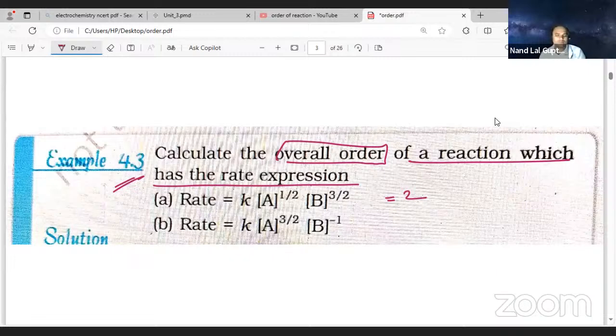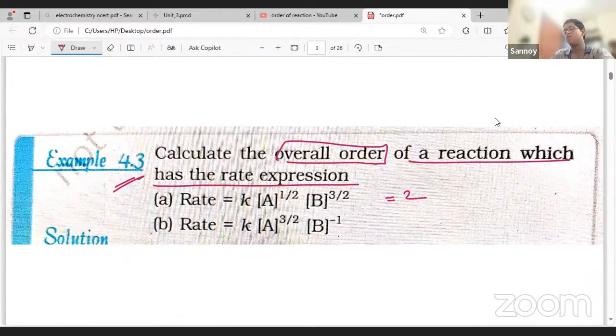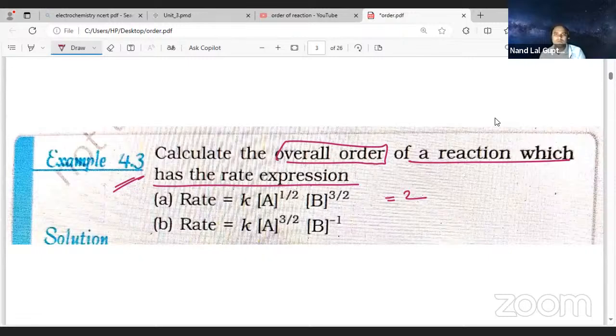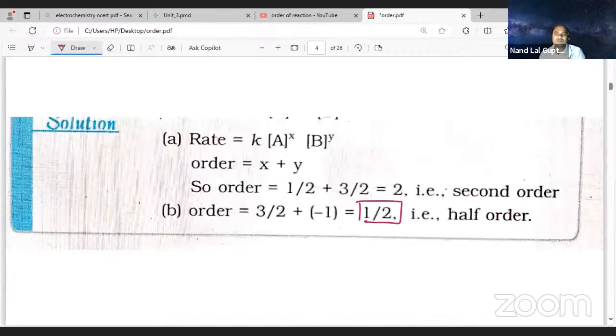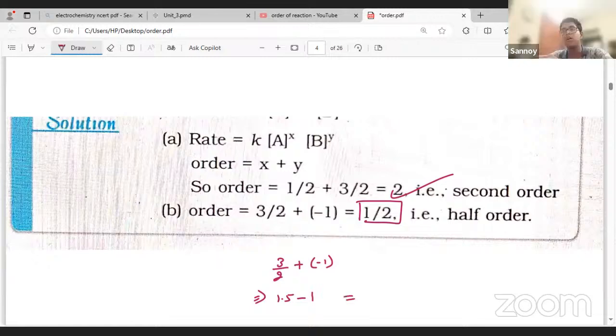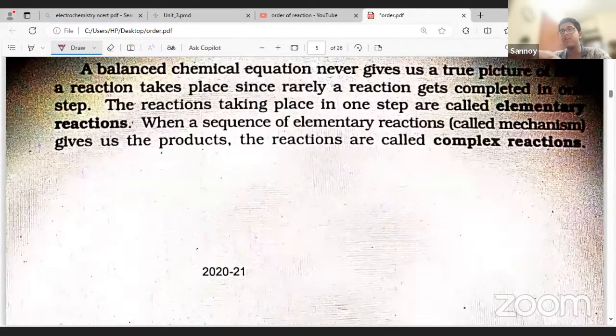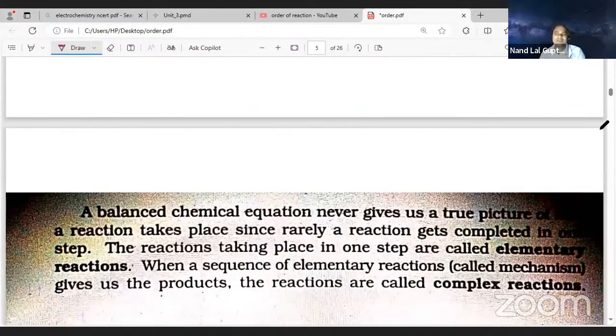For the second, the reaction order is 3 by 2 minus 1, which is minus 1 by 2. Let us check the answer. Here it is 1 by 2, not minus 1 by 2. First one is correct, second one is wrong. 3 by 2 is 1.5, minus 1, so it is plus 1 by 2. Might be, sir, I made a mistake in telling that. Okay, not a problem.